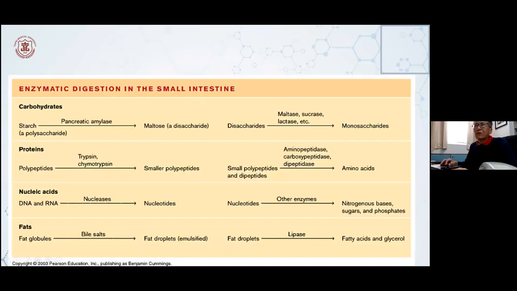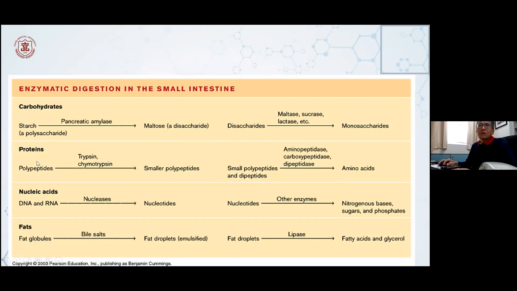So there is a table to make the collection of the enzymes. For carbohydrates in the digestive system, starch is a polysaccharide, and pancreatic amylase converts the starch to maltose. Maltose is a disaccharide. And then the disaccharidases, maltase, sucrase, and lactase, convert the disaccharide to the monosaccharide. The monosaccharide is a monomer of the carbohydrate, and it can be absorbed.